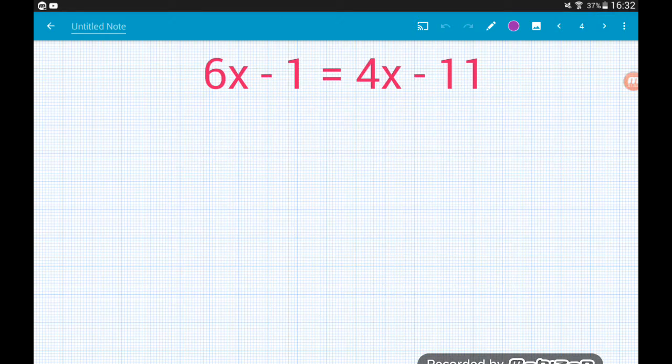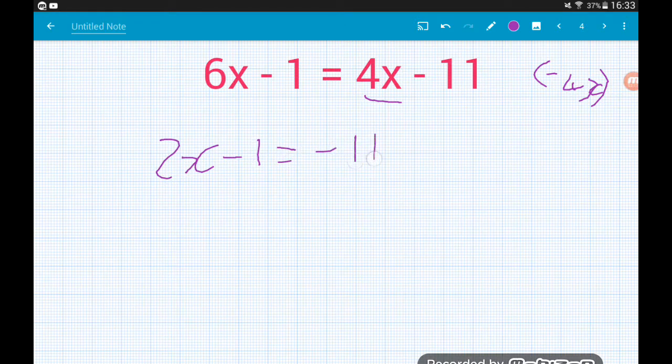Okay, 6x minus 1 equals 4x minus 11. So, let's get the x terms together. Let's take away the 4x. Then that's going to give us on the left 2x minus 1 equals minus 11. And then let's add this minus 1 over here.